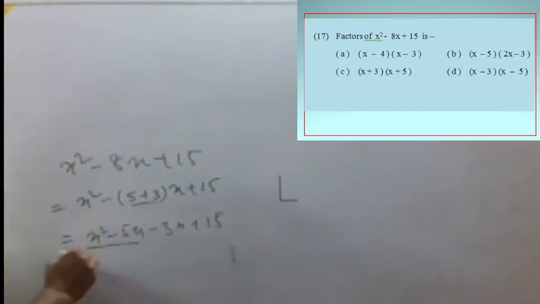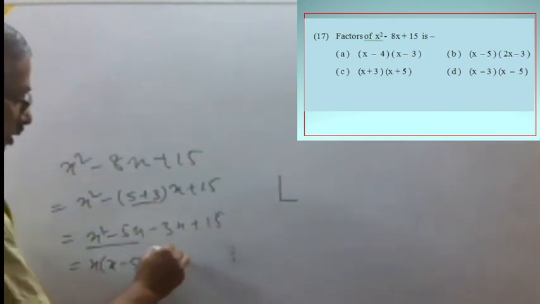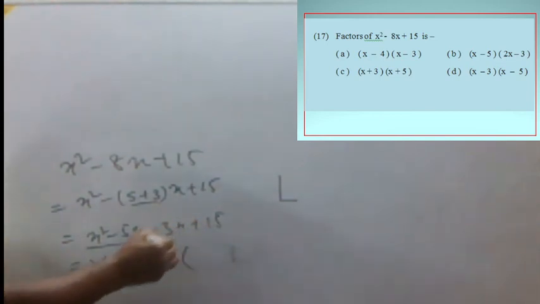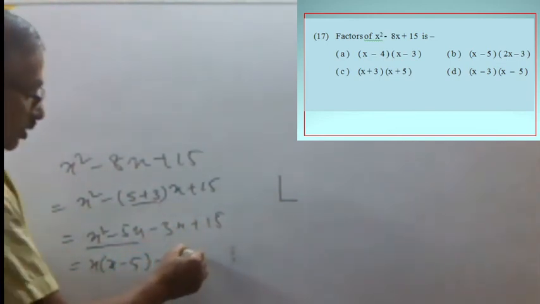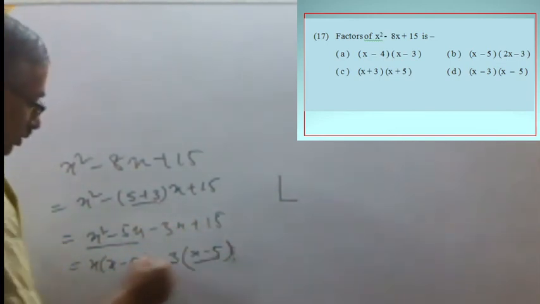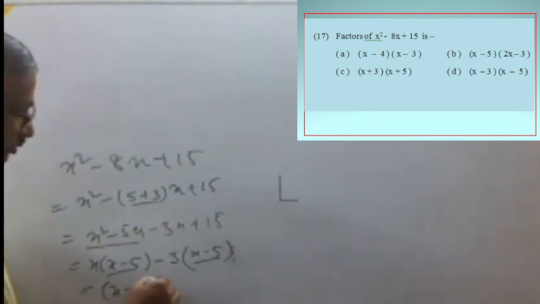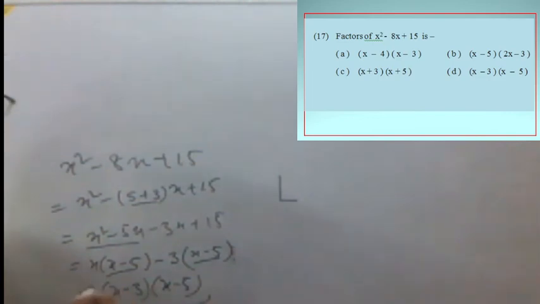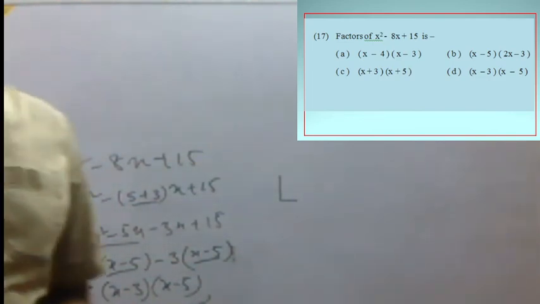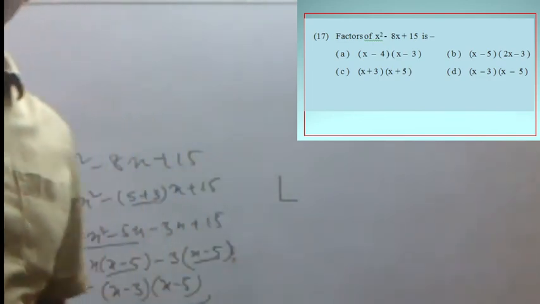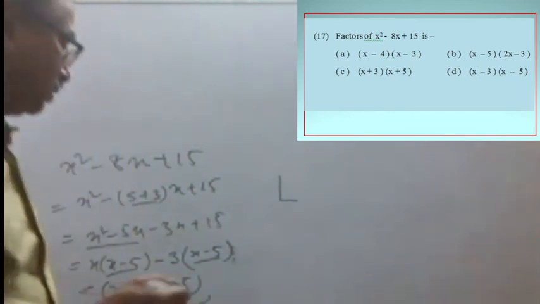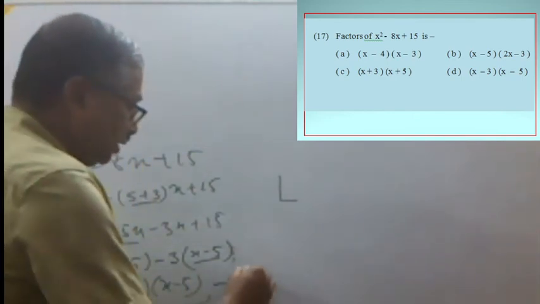From this you can take x common, x minus 5. Again this sign is minus, so we have to take this common. This is plus, already minus taken common, so again this should be minus. So you can write x minus 3 into x minus 5. So option B is the correct option.